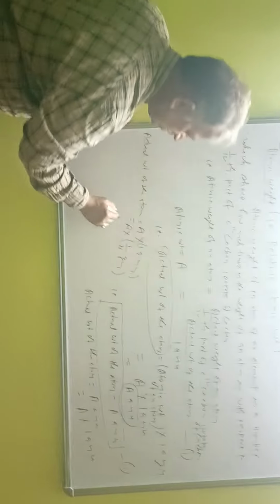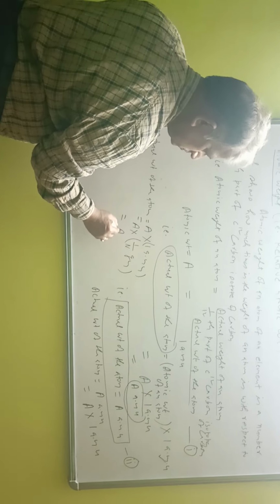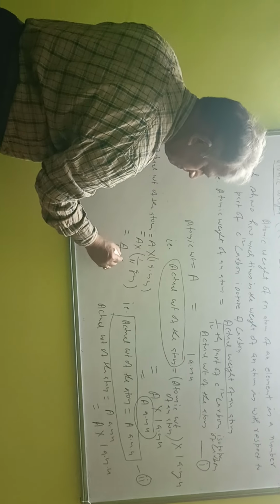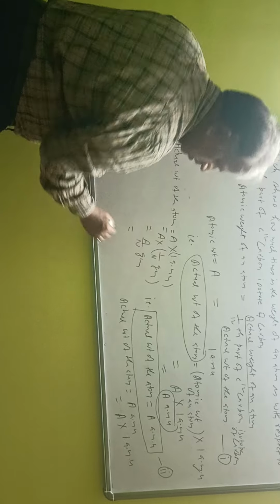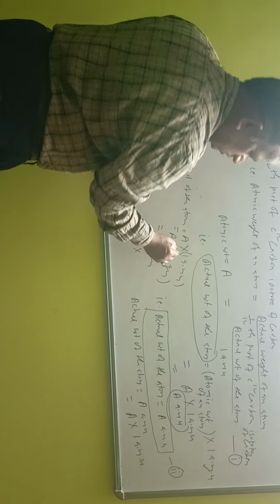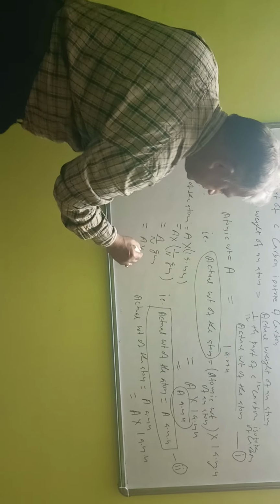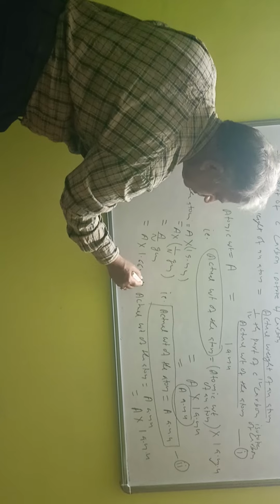So here finally it is A into 1 by n gram, that is A by n gram. But if you are interested to write it in another form, this 1 by n gram we can write as 1.66 times 10 raised to the power minus 24.